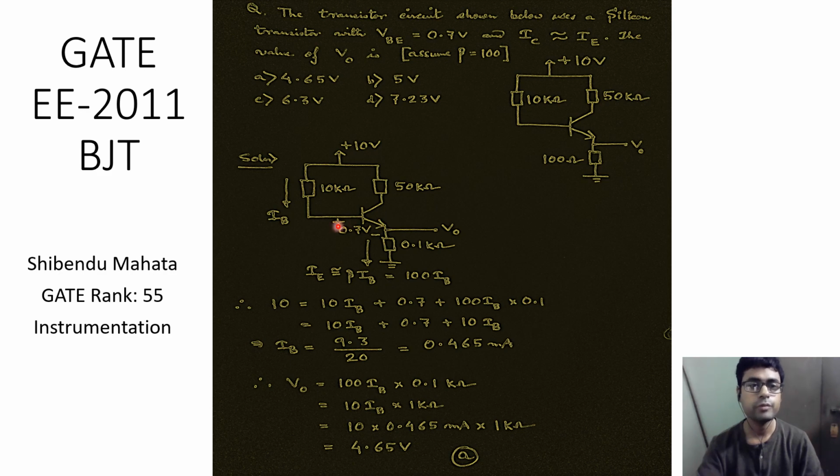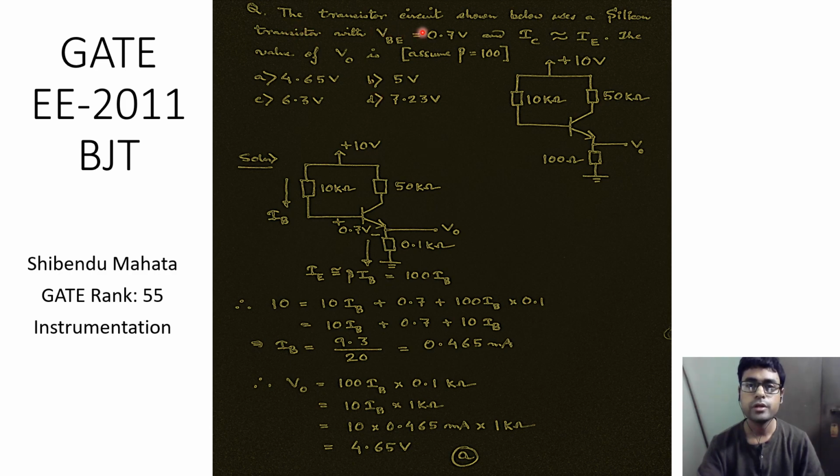This is a GATE problem from bipolar junction transistors, and it appeared in the 2011 GATE paper for electrical engineering. But patterns of questions like this are very common in instrumentation as well as the EC papers. So here is the problem.